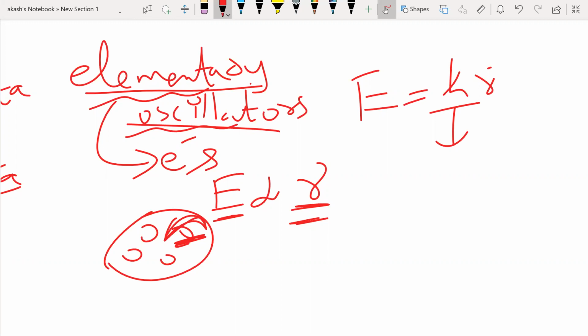And I know what this value is. It is approximately, the h value is 6.6.